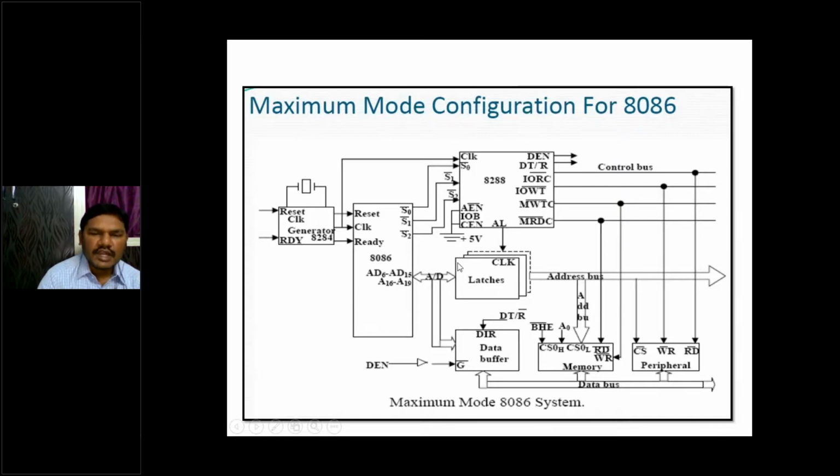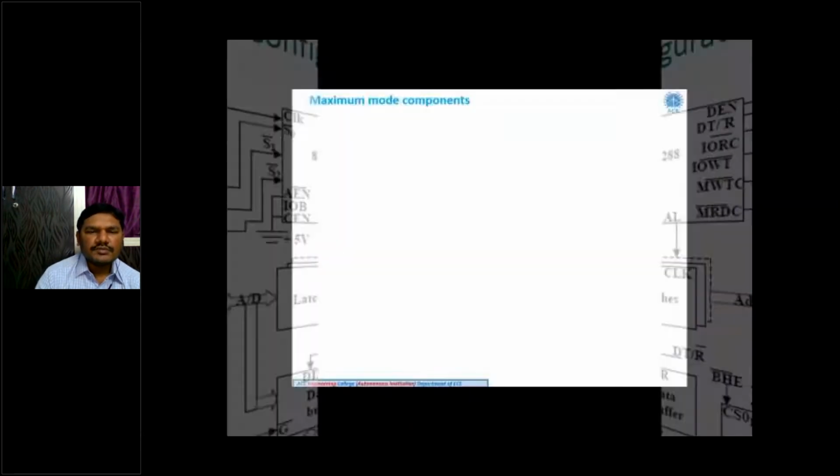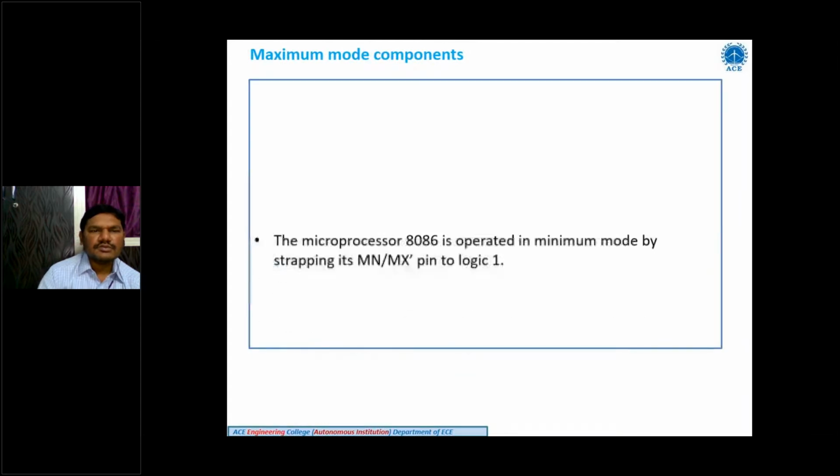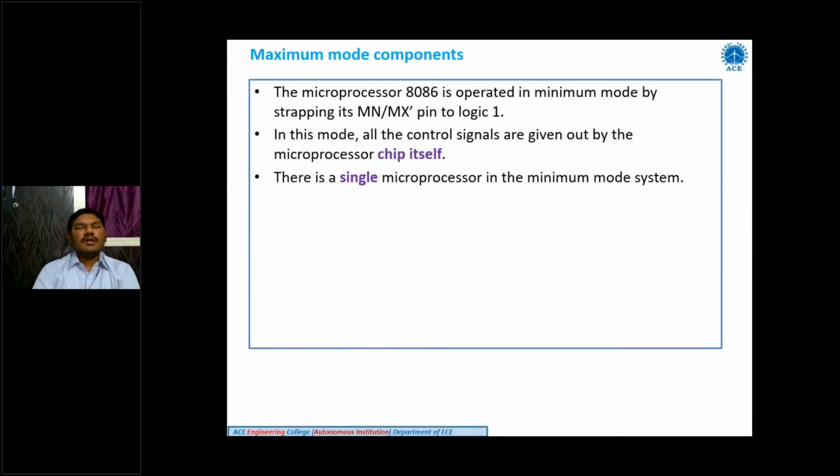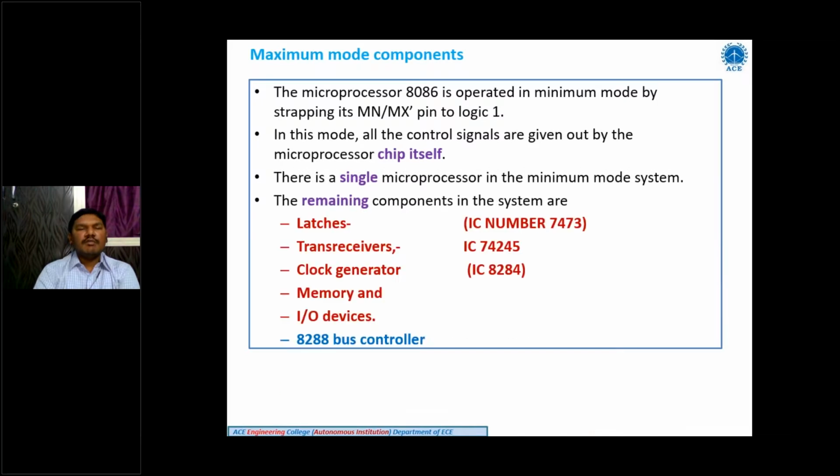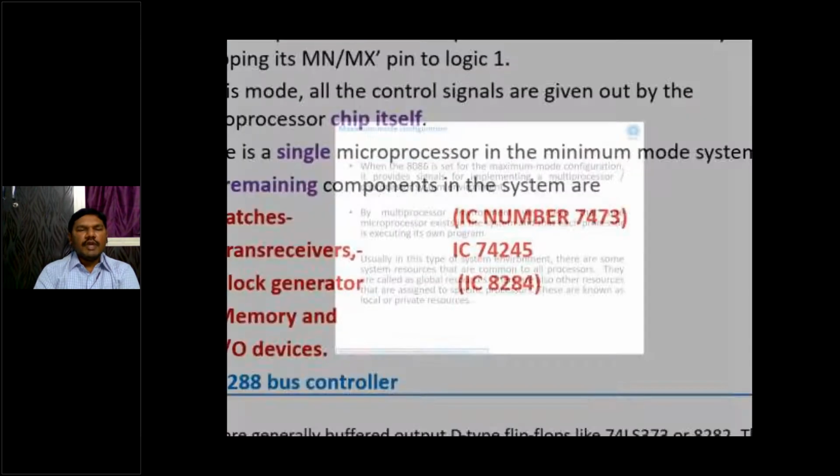Along with the 8288, we have latches to separate the address and data, right? Here we have data transceivers, memory, and peripherals, meaning IO devices. So the same diagram as minimum mode is here, along with this bus controller. This bus controller has the system bus, meaning address bus, data bus, and control bus signals. These are some of the equipment of maximum mode.